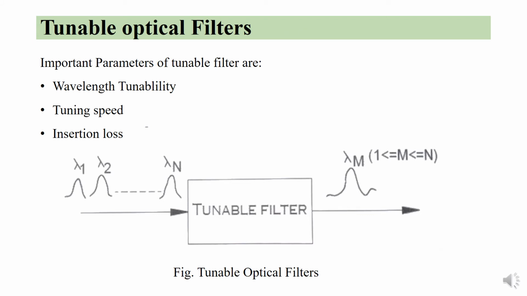Tunable optical filters. The figure shows a tunable optical filter. A set of wavelengths is entering into the tunable optical filter. As we can see in the figure, this tunable optical filter will have some form of control mechanism in such a way to guide and to filter in its dynamic selection to get the desired individual wavelength. Some of the important parameters of tunable filters are wavelength tunability, bandwidth, tuning speed, insertion loss, etc.